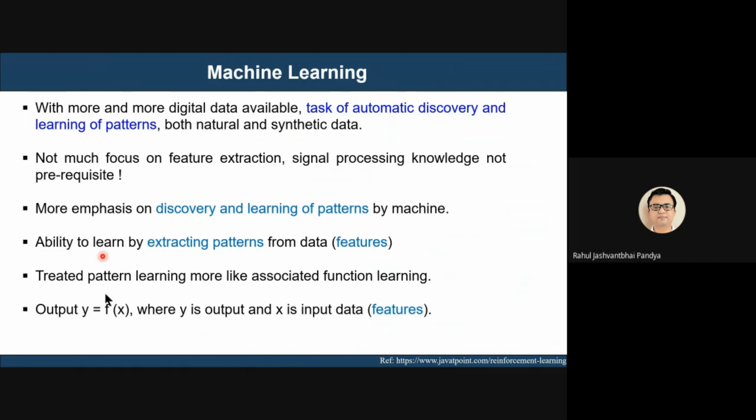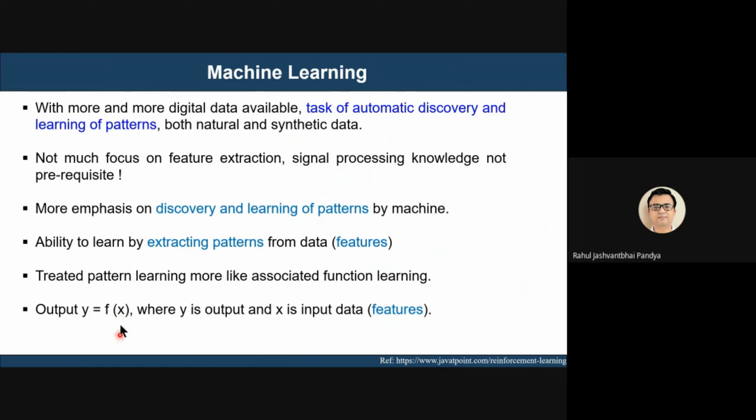It generally gives the ability to extract the patterns from the features or given data set. It's treated as pattern learning, more like function learning. Let's say my input data set is X, maybe with some sort of features or labeled data which we can give if it is supervised machine learning. And the predicted output is Y, and there is a function which will try to map the input to the predicted output. That's the basic job of machine learning.